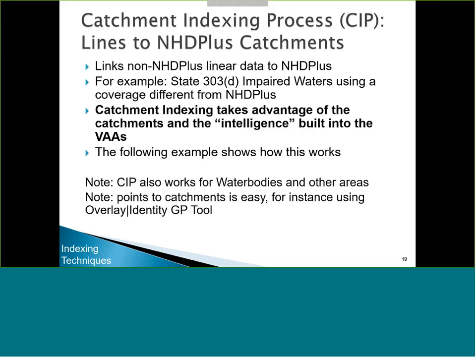It solves a really big problem because, for instance, states will provide their data for their 303D and impaired waters in a non-NHD plus format. They're using whatever their own coverage is, but those need to be connected to a standard base map data, which EPA is using NHD plus. And what catchment indexing does, it takes advantage of the catchments, but then it puts some intelligence of the network into the process. So it captures what the real intent of the indexing of that line that you want to index, what the real intent of that is.